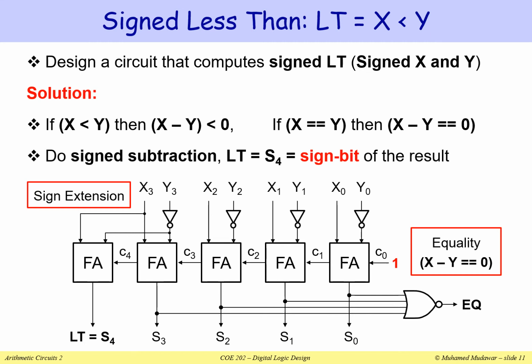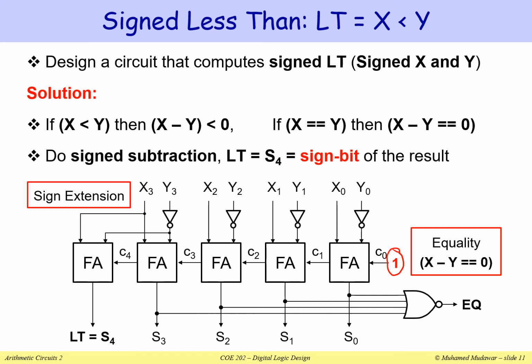So here is the circuit that can calculate x minus y. Notice that y is inverted. So we are calculating x plus y prime plus 1. That's actually x plus the 2's complement of y. And the output will be x minus y.